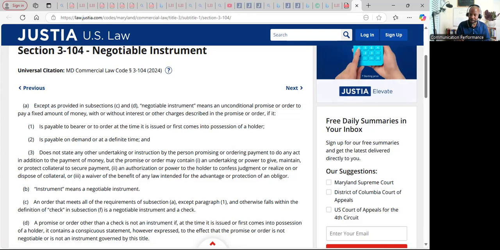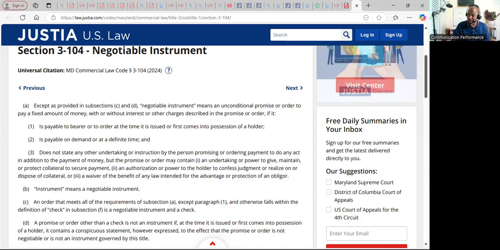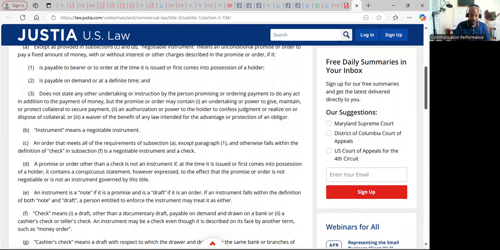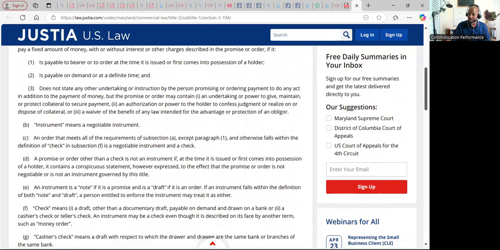So when it says promise to pay, that is a promissory note. When it says an order, that is a draft, right? But if you read this, it also tells you that if the holder doesn't know if it's a draft or a promissory note, the holder can treat it as either a draft or a promissory note. So that just goes to tell you that these instruments are basically the same. They're all promises to pay, right? Fundamentally.